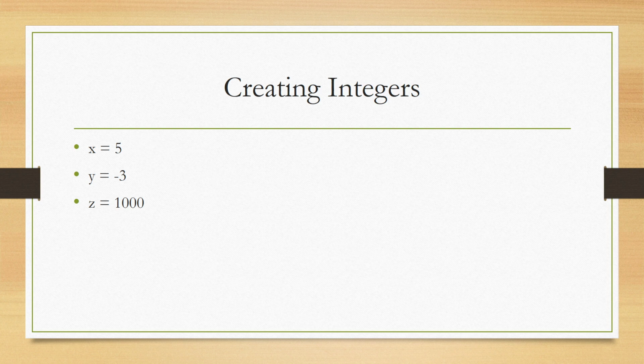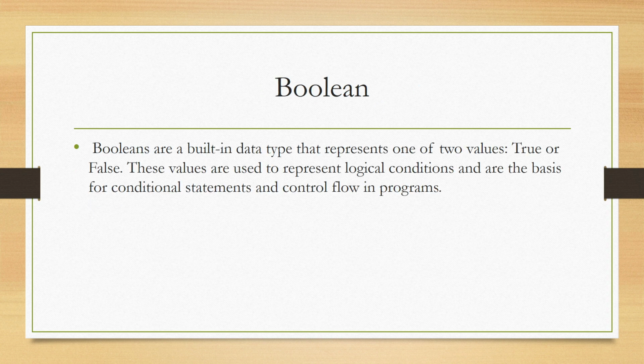Creating integers is very easy. What you need to do is just create a variable name, for example a single letter x, and assign it to any positive whole number or negative whole number. That is it. It's just as easy as that.